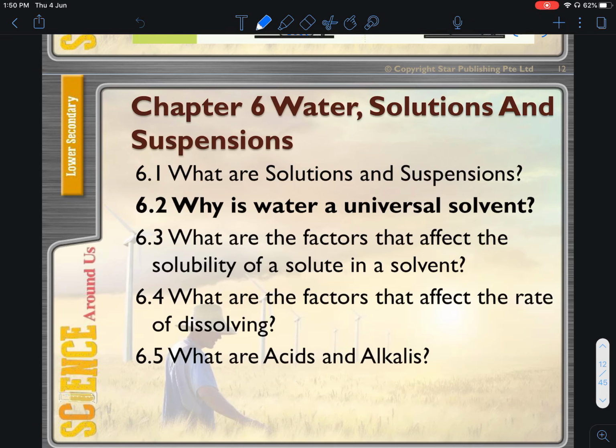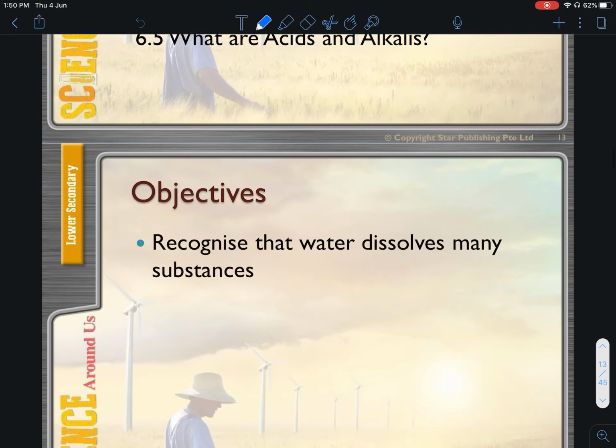Okay, good evening. We will be starting on the other part of the lesson. So today we'll be talking about why water is a universal solvent.